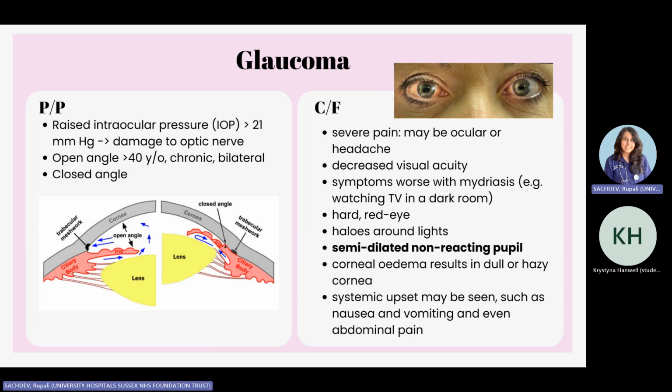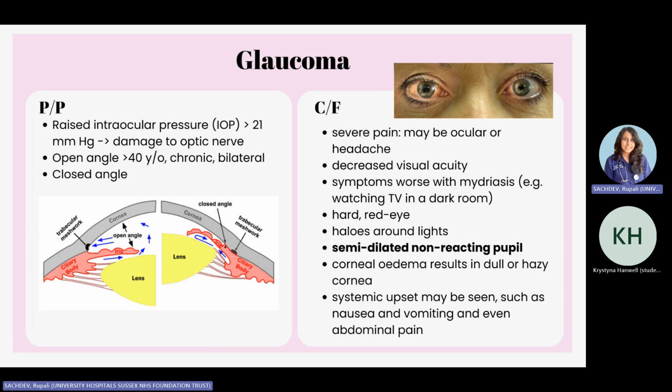It's chronic, it's bilateral. Clinical features are it's going to be a painful red eye. So it's going to be pain in the eye, it can be a headache. They'll have decreased visual acuity, and the symptoms will be worse with mydriasis. So what that means is in your question stems, it's going to say things like this patient went for a movie to the theater or the cinema, and then they suddenly got a painful red eye and they presented to A&E. Or they were at home and they were again watching television in a dark room or watching a movie in a dark room, and then suddenly they had a horrible, painful red eye.